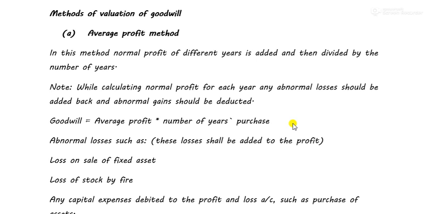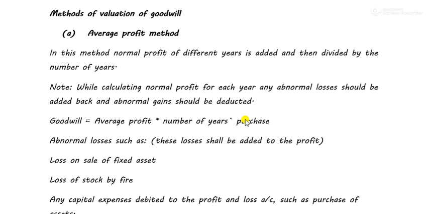The first method of valuation of goodwill is the average profit method, where all the profits of the years are added. Suppose they give you the profit of the last 5 years, so all the profit of 5 years will be added and then divided by 5, which calculates the average of all the profits. And then we multiply the average profit by the number of years purchase.